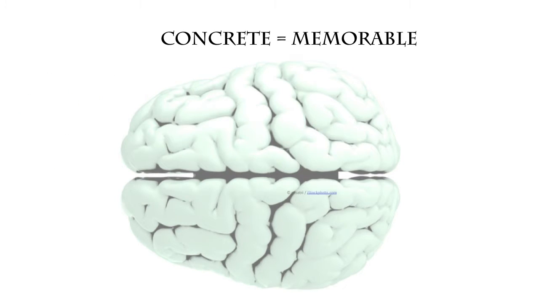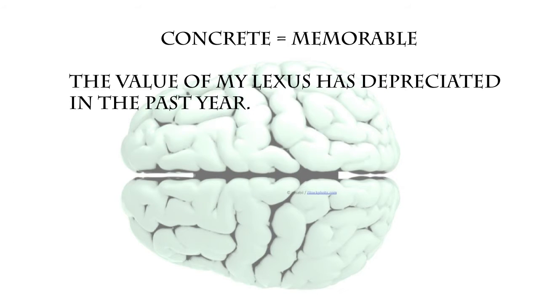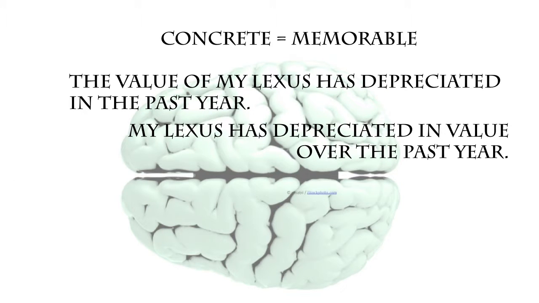For example, in these sentences, readers will recall far more clearly and easily the second sentence, "My Lexus has depreciated in value over the past year." In contrast, we really can't picture a value. In addition, the second sentence has an actor and an action, while the first sentence begins with a status and implied action only.